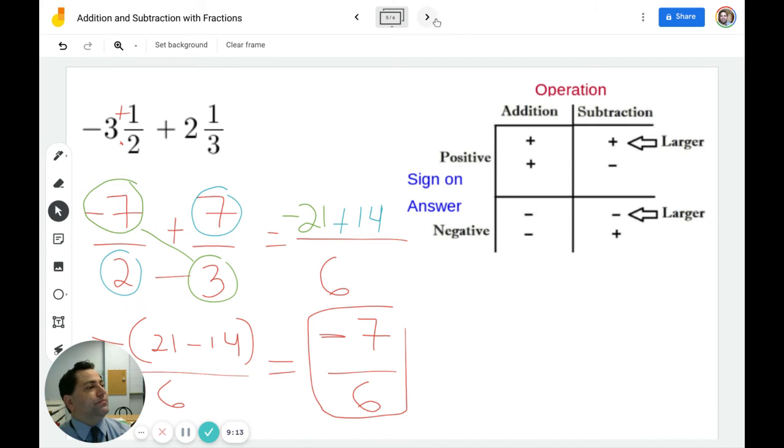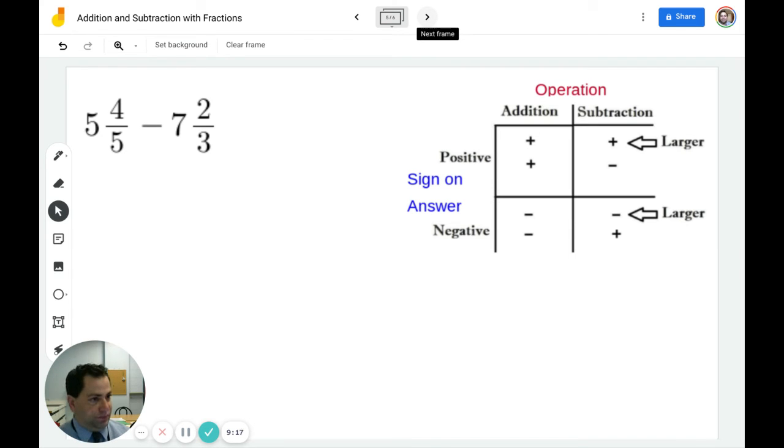Let's look at another one. Here we have 5 4/5 minus 7 2/3. So again, I'm going to convert my mixed numbers to improper fractions. We're going to start by doing 5 times 5 is 25, plus 4 is 29, so we have 29/5. And then here I have 7 times 3 is 21, plus 2 is 23, so it's a negative 23 over 3.